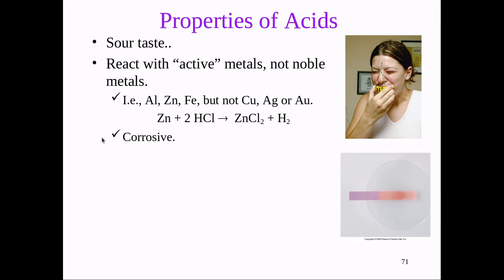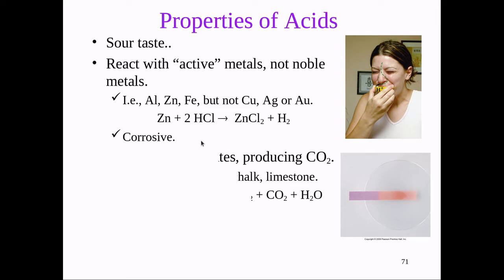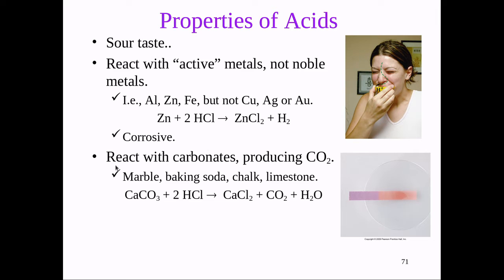This process of eroding away at metals is what we call being corrosive. They tend to react with carbonates to produce carbon dioxide. This is like the classic vinegar and baking soda reaction, and that liberates a gas, which is going to be important when we talk about gas evolution reactions.